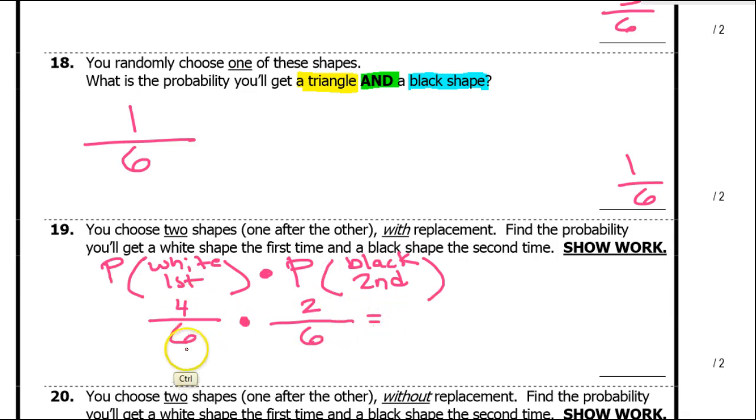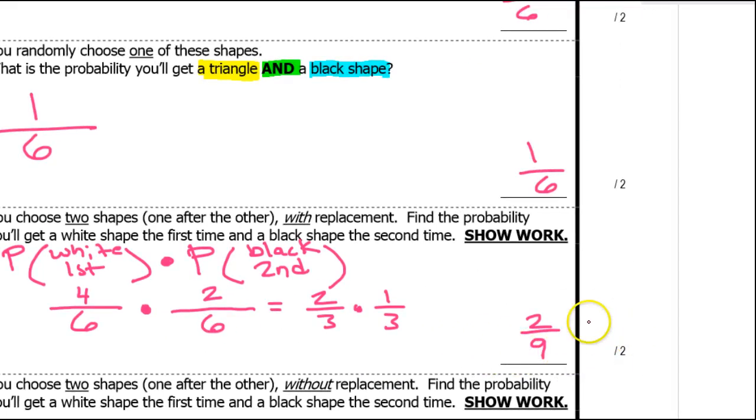Now, I'm going to reduce this. So 4 out of 6 reduces down to 2 out of 3. 2 over 6 reduces down to 1 out of 3. If I multiply those together, I'm going to get 2 out of 9. So that is the answer. Okay. If you didn't reduce, then you would have gotten 8 out of 36. So maybe I'll just put this off to the side. 8 out of 36. All right, those are equivalent.